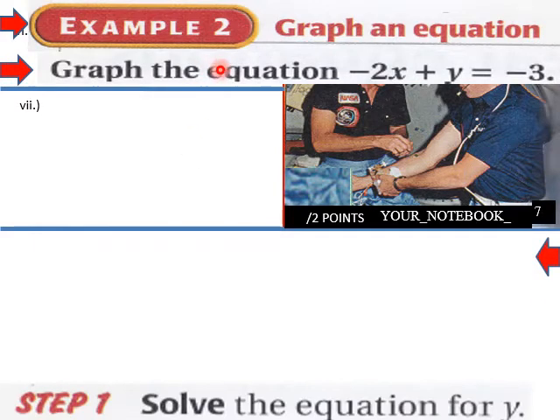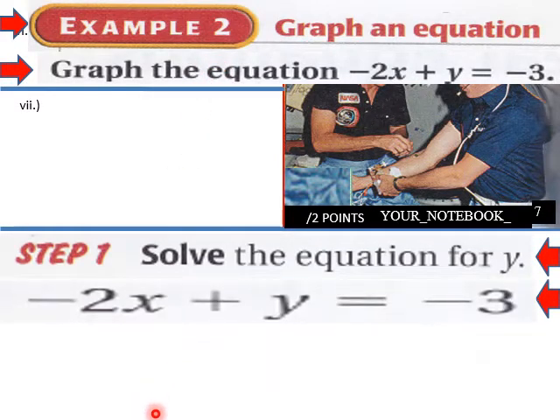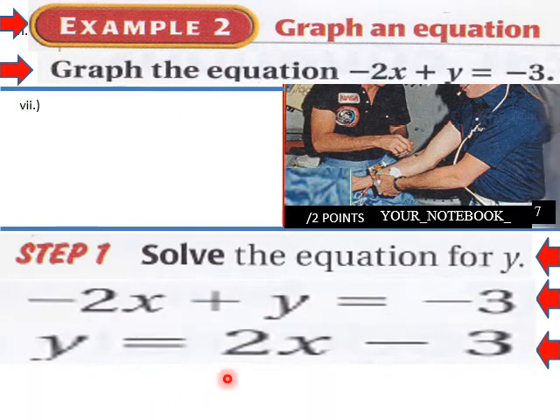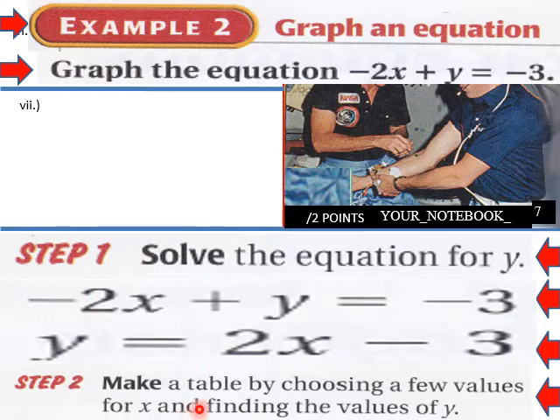Okay, so let's see here. Graph this equation: solve the equation for y. So we're going to solve for y equals 2x minus 3. Move this over here and make a table. Now we're going to make a table by choosing a few values for x and finding the values of y.